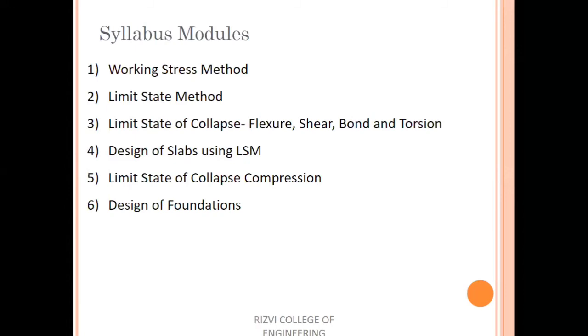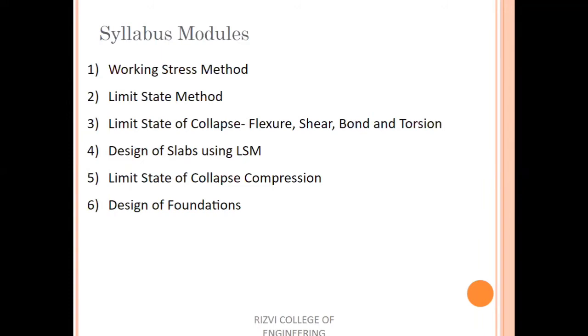So when I say flexure, it means bending. So in this, we are going to solve the problems for singly reinforced beams, doubly reinforced beams, and design for shear. Bond and torsion is the conceptual part. And then in the fourth module, we will see the design of slabs using limit state method. And then in the fifth module, we will see limit state of collapse compression.